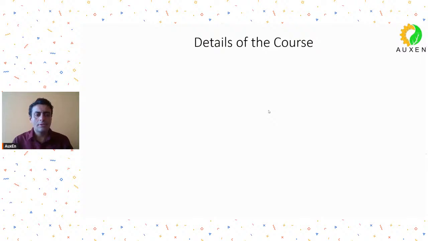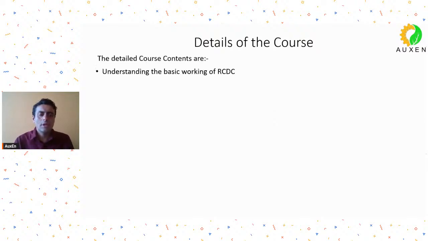Now let me just go to the details of this course, and what are the contents that we would like to cover during this course. So the detailed course contents are: we will start with understanding the basic working of RCDC. So we will start our online course with trying to understand what is RCDC, how it works, the basic features. So that will be our starting point.